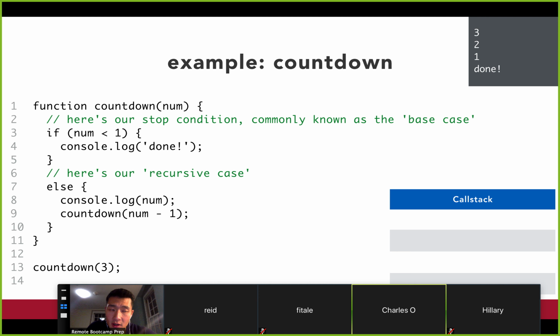And most importantly, when we look at our console log, we actually got the output that we wanted, which is to print out all the numbers from num all the way down to 1, followed by done. Any questions?